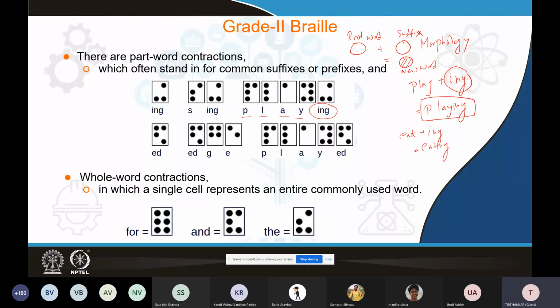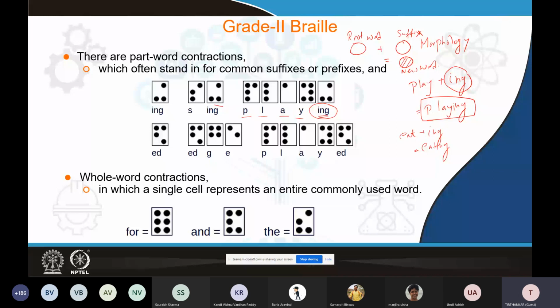So similarly, sing will also become, so here we don't care whether this ing is a suffix or not. We are mainly concerned with these character sequences, right? So ing is a very frequent character sequence, and therefore we are representing it with this particular cell.